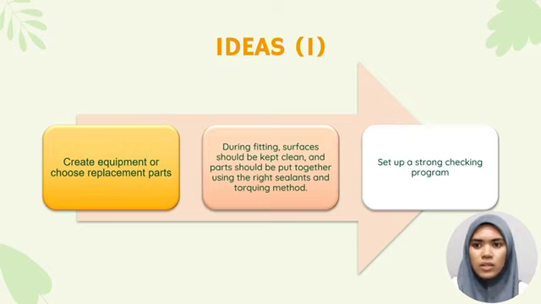First, make sure that when you create equipment or choose replacement parts, they fit well and are made of the right material to withstand the environment in which they will be used. During fitting, surfaces should be kept clean and parts should be put together using the right sealants and torquing method. Operating the equipment and keeping pressure within the standard range will make the part last longer and cut down on leaks both inside and outside the machine. Lastly, set up a strong checking program to get information from the field about leaks and build-outs. This kind of program can be a helpful way to figure out where you should put your effort.